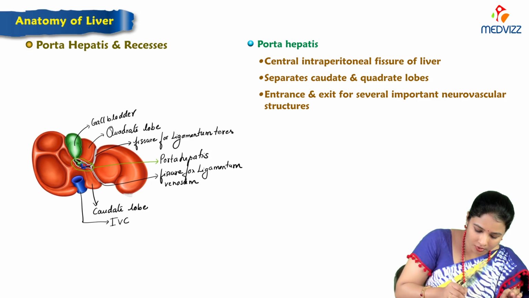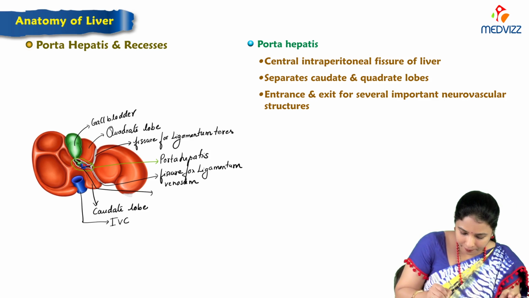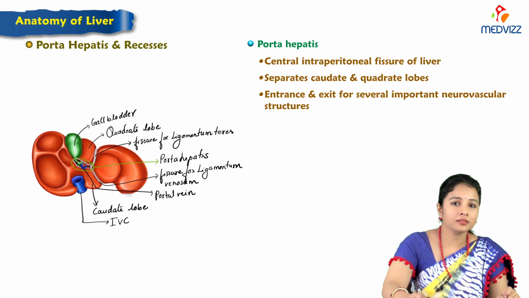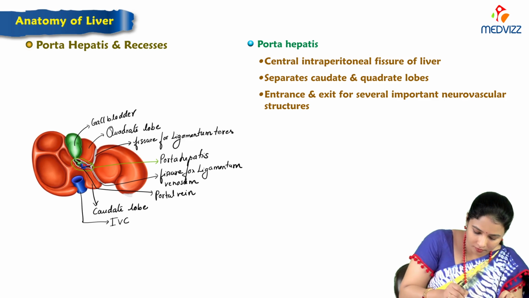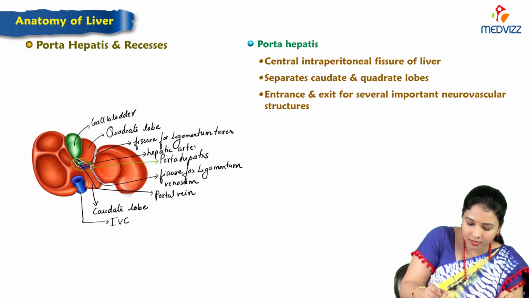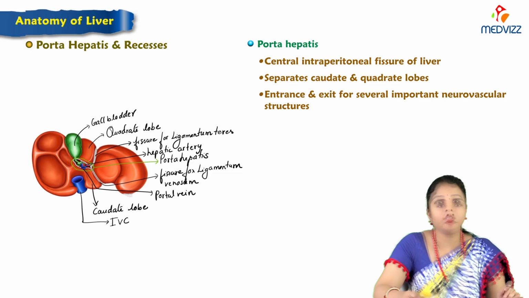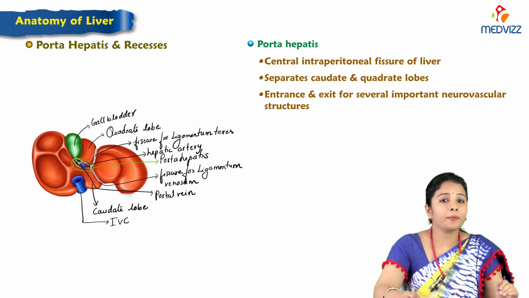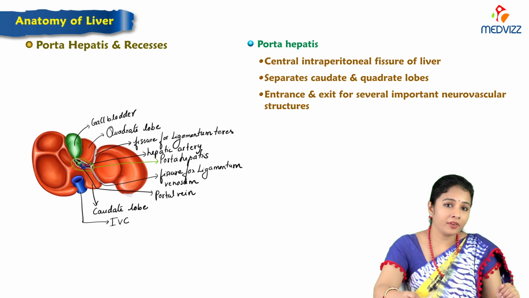So this is the portal vein, hepatic artery, this red color structure is the hepatic artery. Then it also contains hepatic nerve plexus, hepatic ducts and lymphatic vessels.